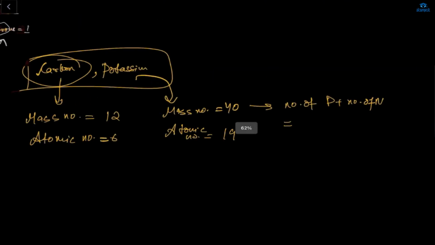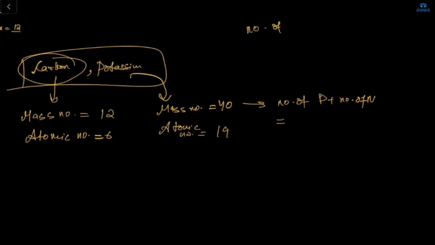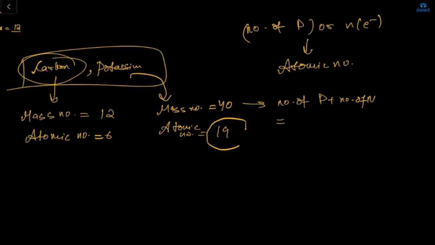See, we discussed now that the number of protons or number of electrons is your atomic number. So what is your atomic number here? Ma'am, I got confused on finding the atomic number. So atomic number is what? Number of protons plus number of neutrons. Yes, ma'am.